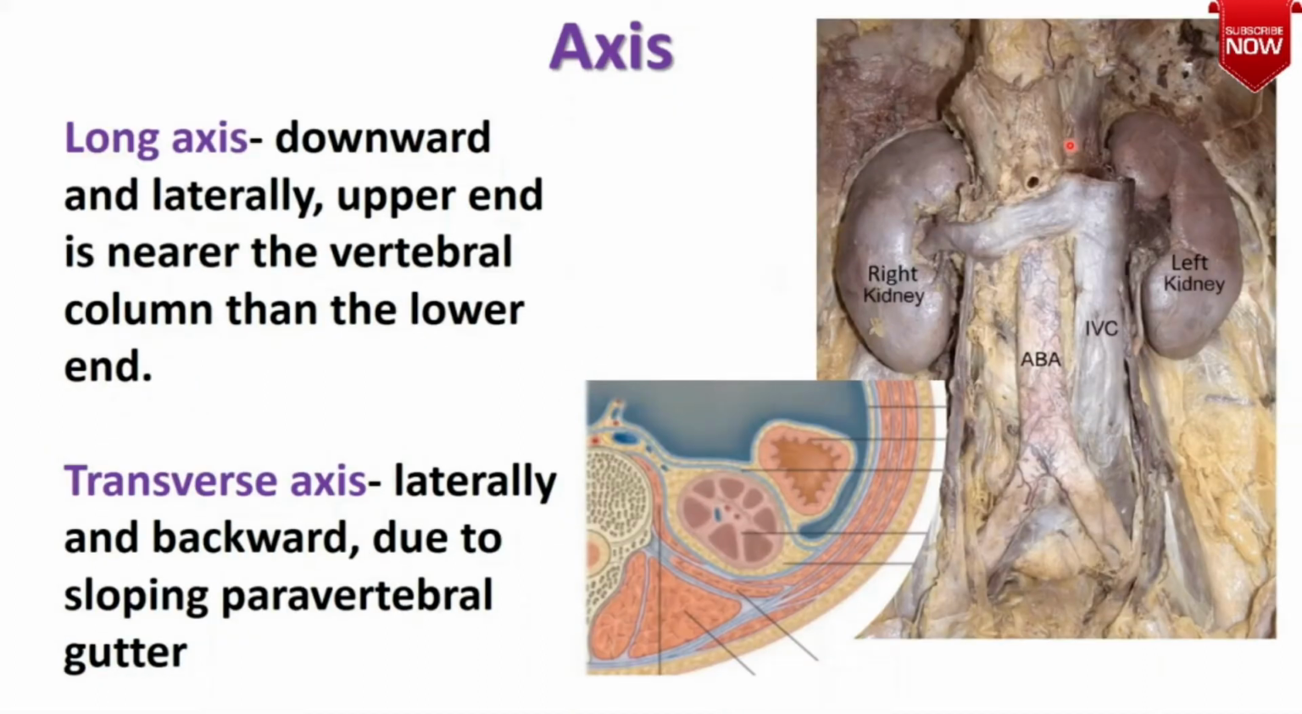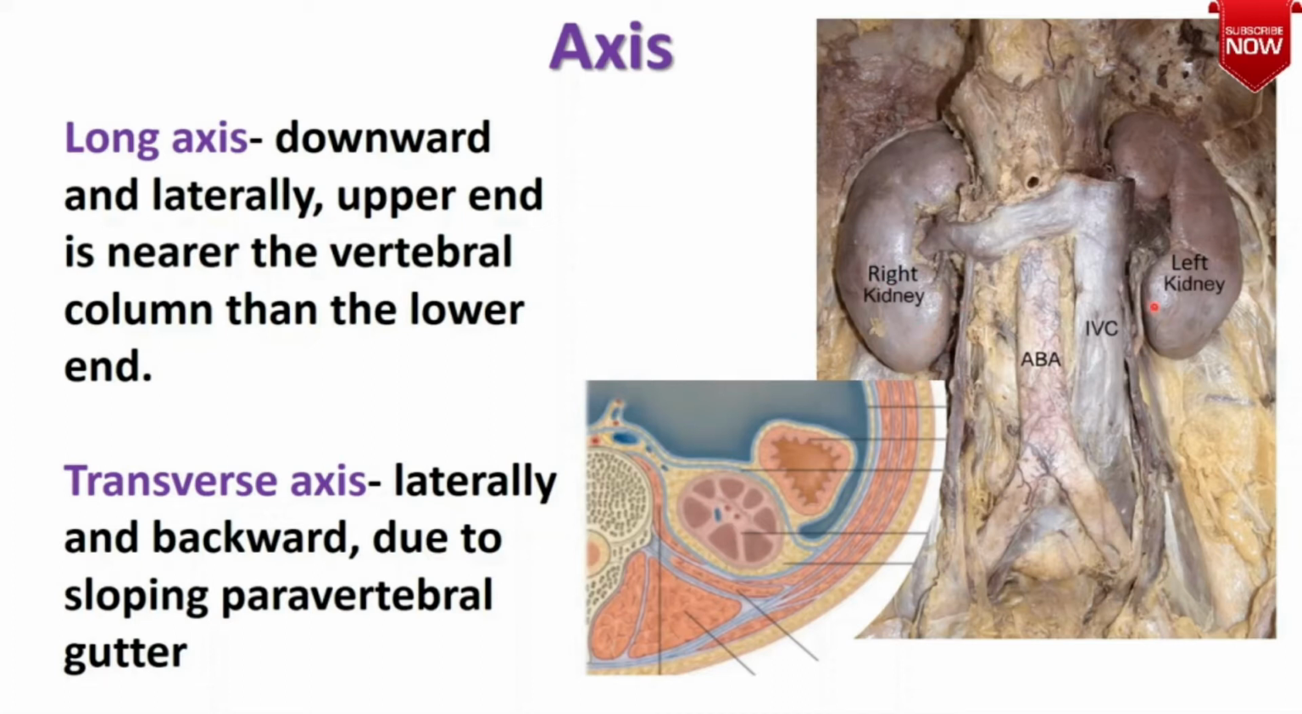Now the axis of the kidneys. The kidney has two axes, long axis and transverse axis. The long axis of the kidney is directed downward and laterally. So here you can see the long axis directed downward and laterally. That means the upper end is nearer to the vertebral column compared to the lower end.